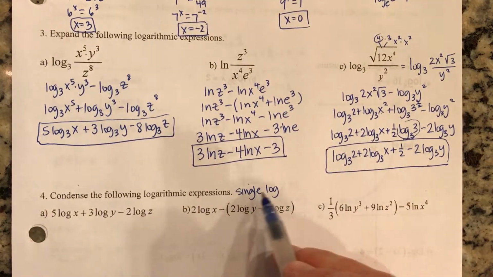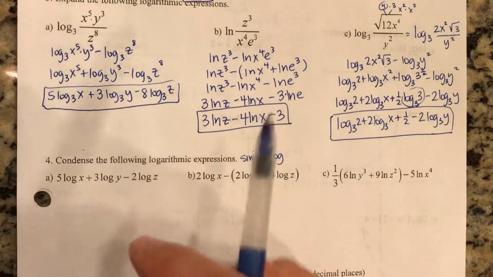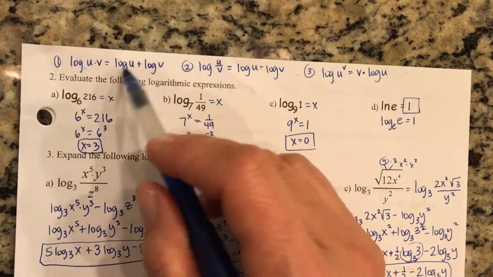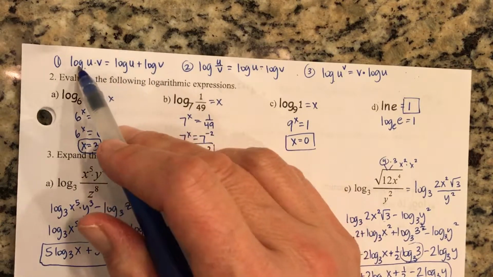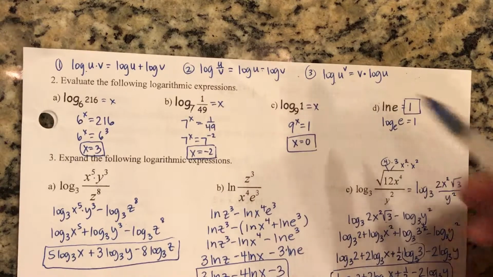I don't think you guys understand that we're trying to get it down to a single log. So right now I have 3 logs and I want to bring it into 1. So I've got to use these going in the other direction. I've got to take multiple logs and turn it into 1. This is how I'm going to do that.